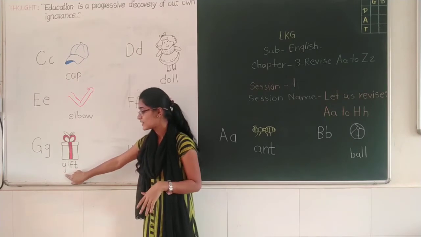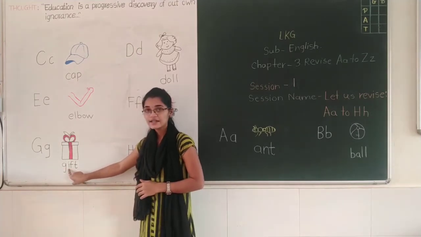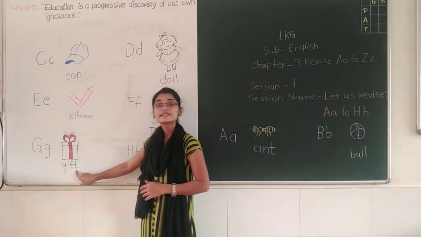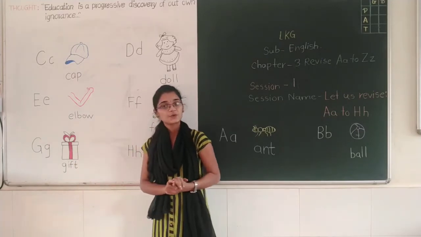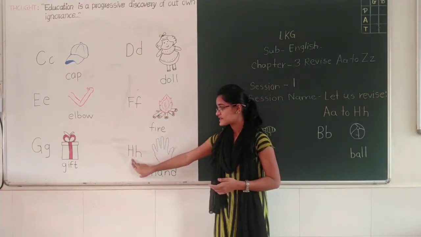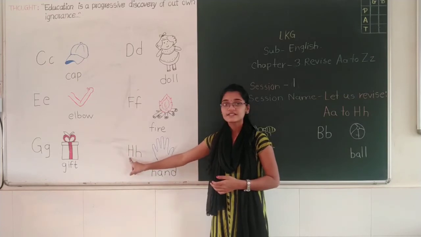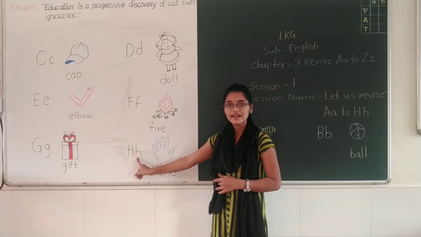Now read the spelling of gift. G-I-F-T. Gift. Okay? Next is capital H and small h. Which letter is this? Capital H and small h.